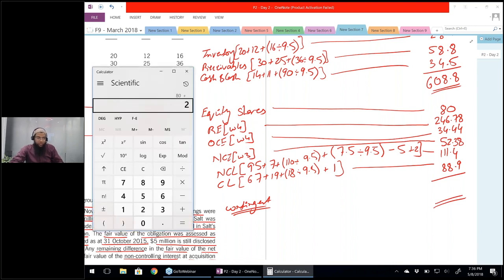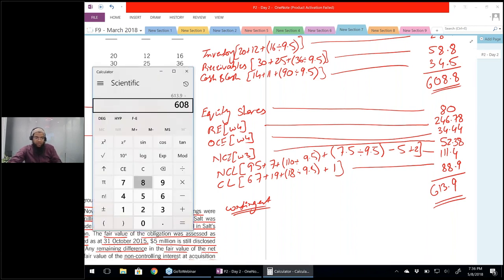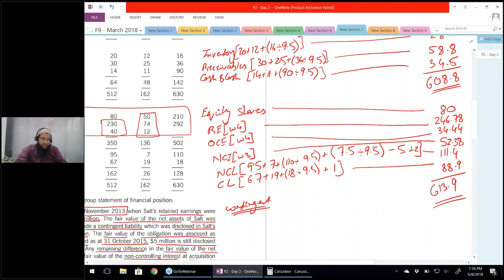This is 80 plus 246.78 plus 34.44 plus 52.38 plus triple 1.4 and plus 88.9 is going to be 613.9 minus 608.8. We have a difference of 5.1. Now let's see, why is the difference? Let's check the values.